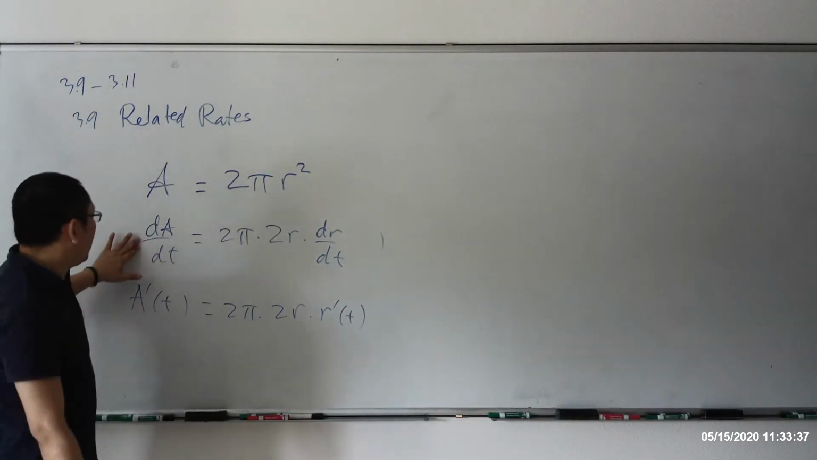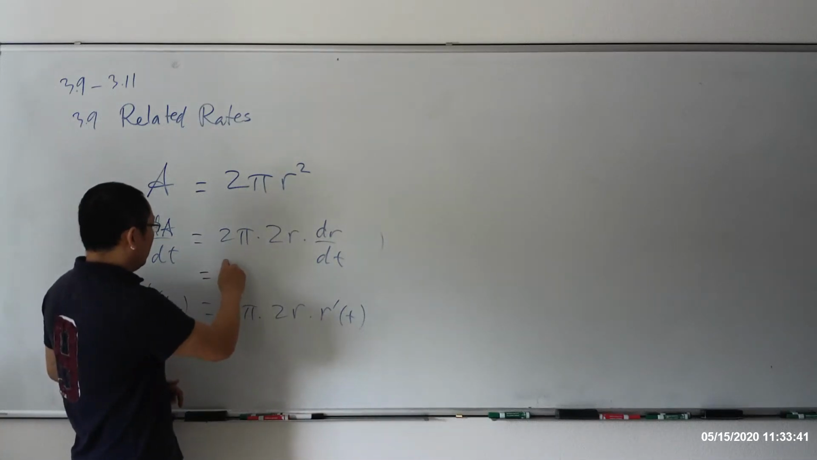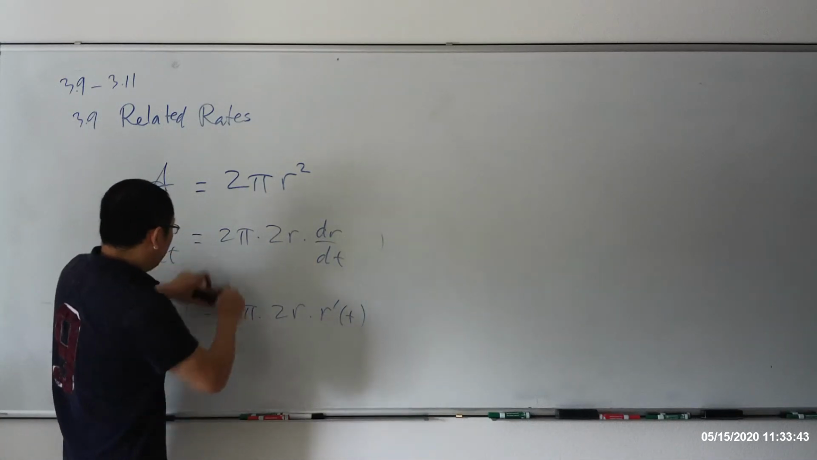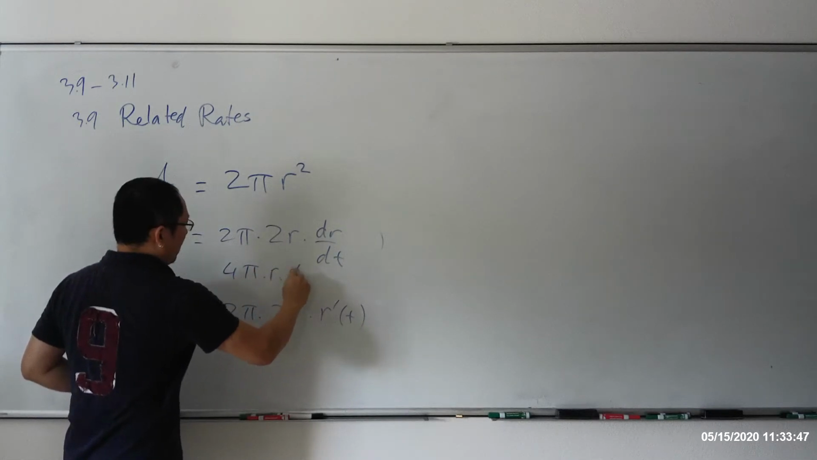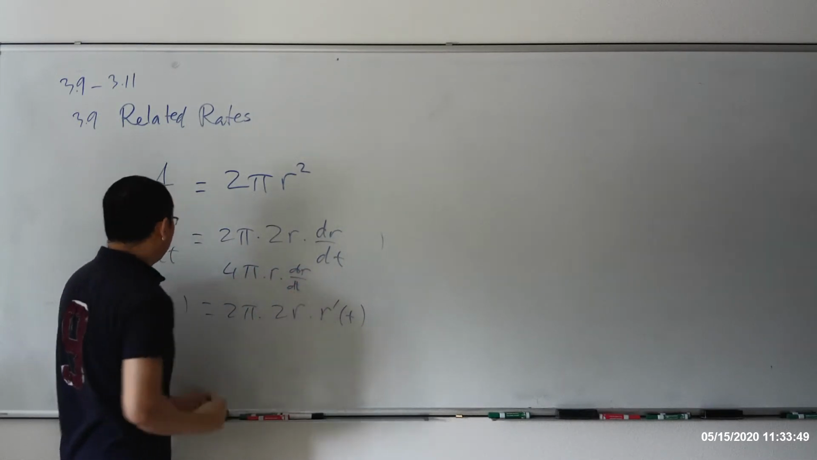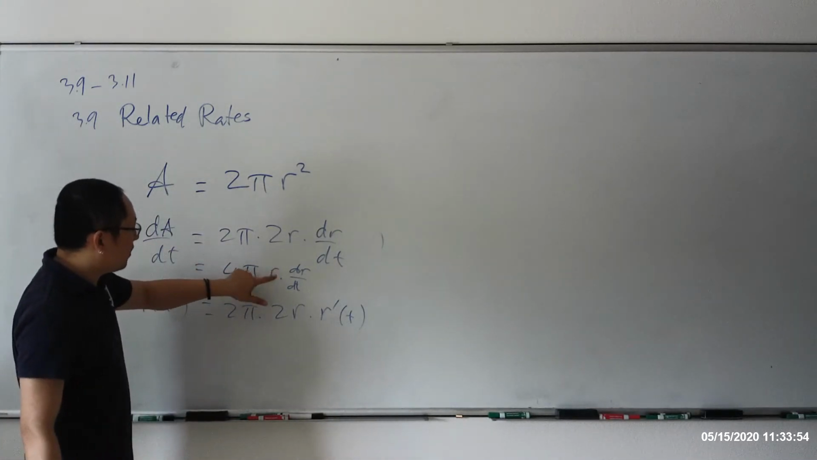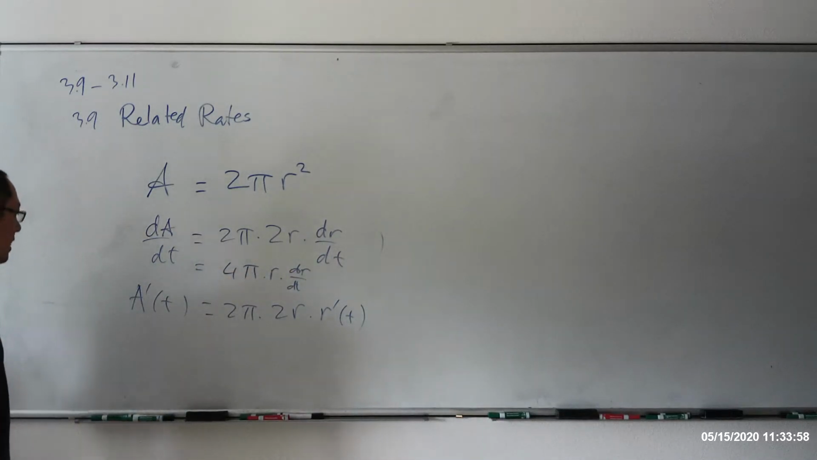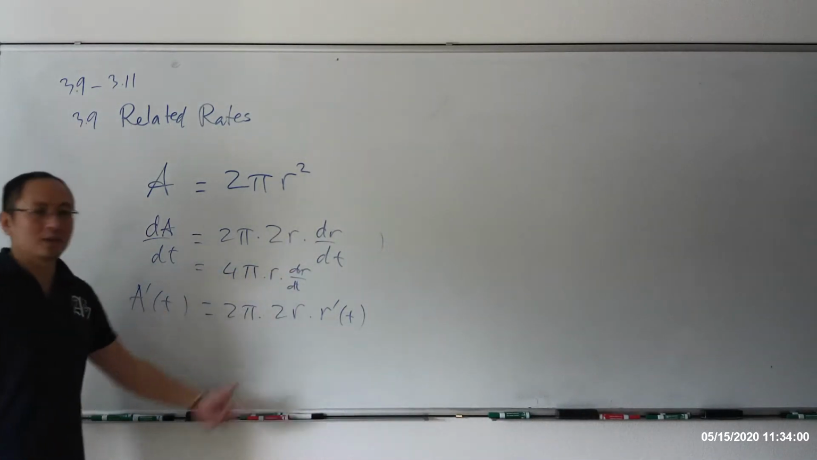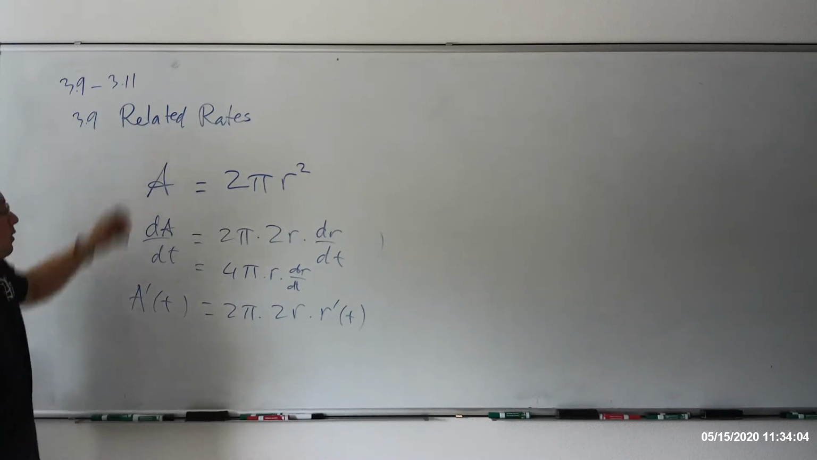Okay? So, how are the two rates related? The rate of change in the area is equal to, let's simplify this a little first, 4 pi, 2 times 2 is 4 pi, times r times dr over dt. So the rate of change in the area is equal to 4 times pi times the radius at that moment times the rate of change in the radius. Same thing, just a different way to write it. And that explains everything about this section, related rates.